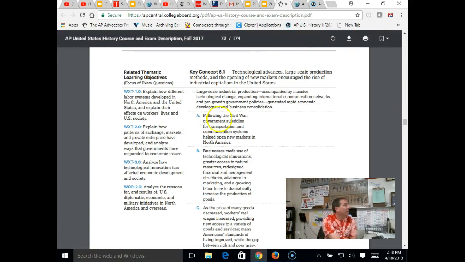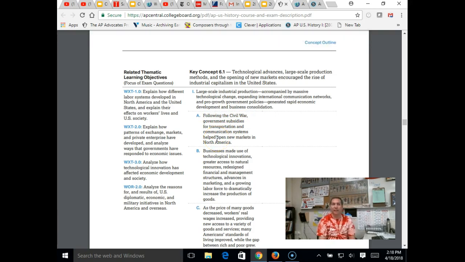So notice how they've got right here that following the Civil War, we created government subsidies for transportation and communication systems that opened up markets in the United States. The laws that I would encourage you to think about with this would be things like the Transcontinental Railroad, which is encouraging the creation of communication, especially telegraph lines out west.